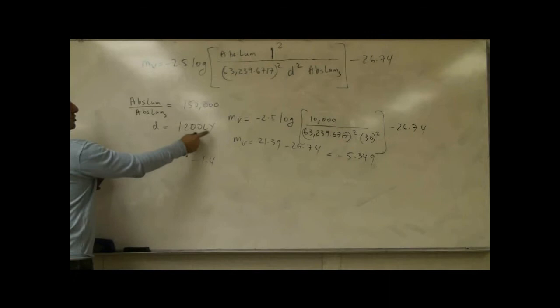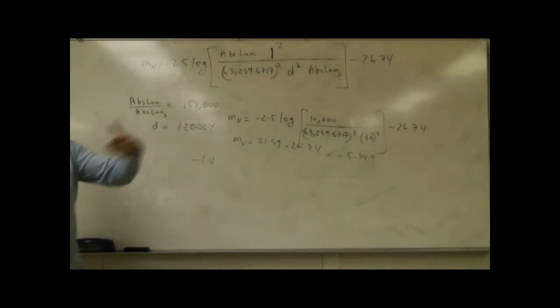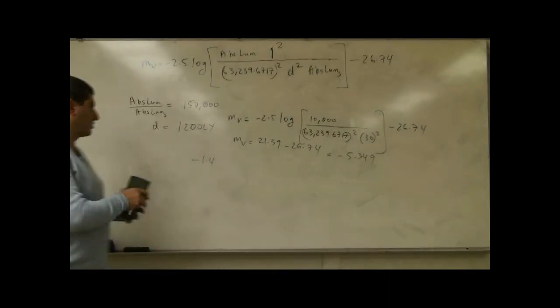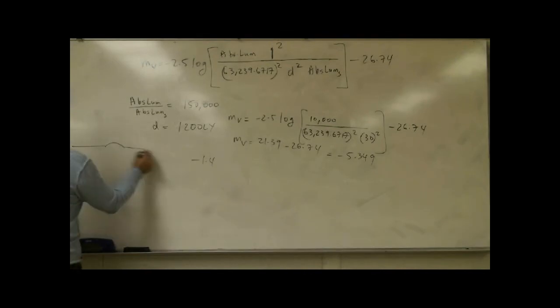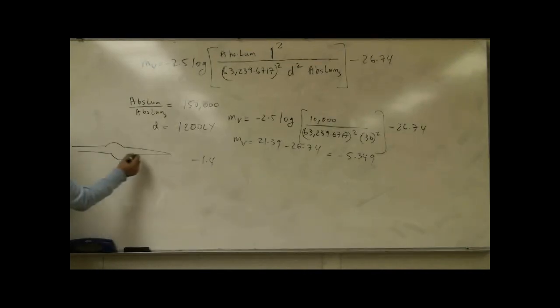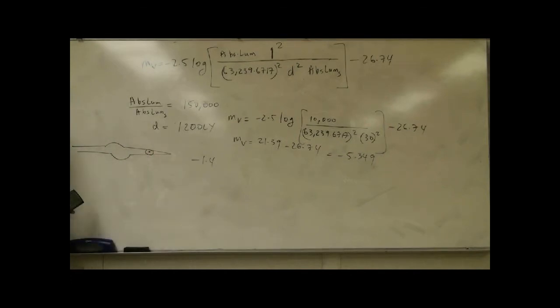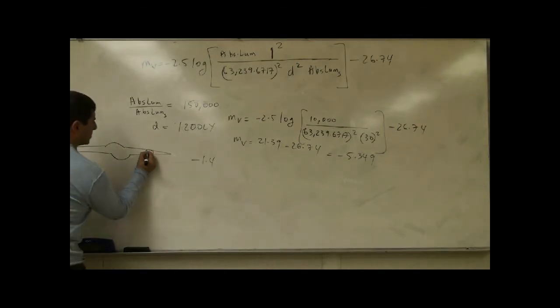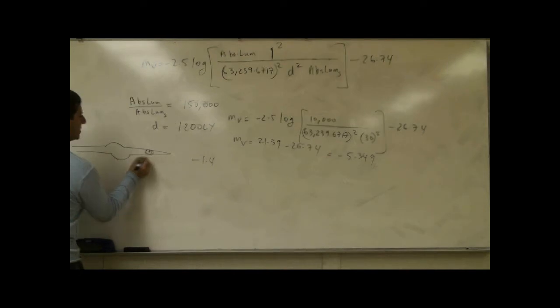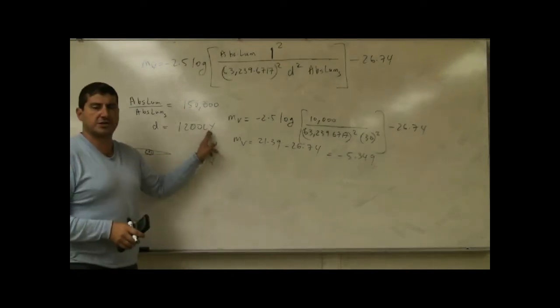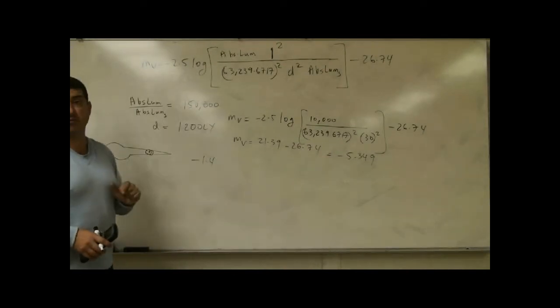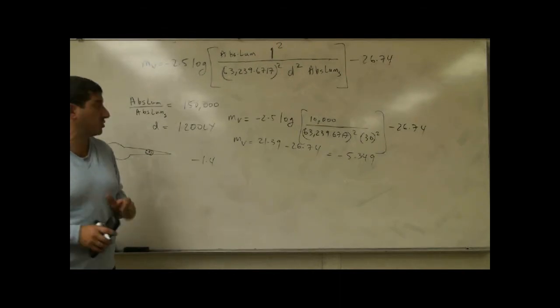So 1,200 light years away, that would make it pretty much in our galaxy. Okay, so the Milky Way looks like this. We're over here. The thickness of the galaxy is about 2,000 light years. So this star would be somewhere here, somewhere in our galaxy, 1,200 light years away, 150,000 times brighter than the sun. So that's actually pretty bright, right?